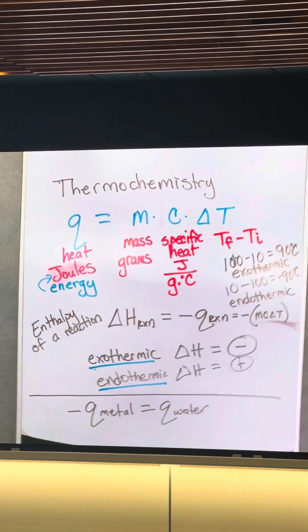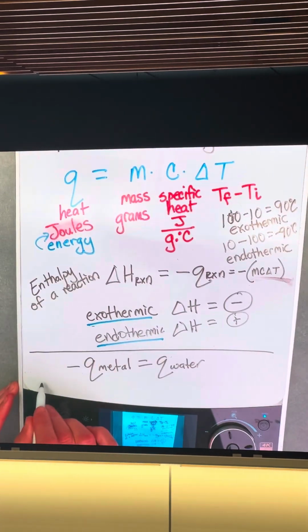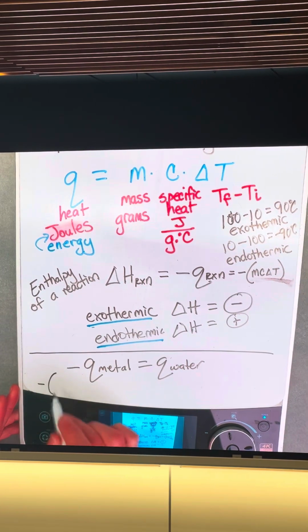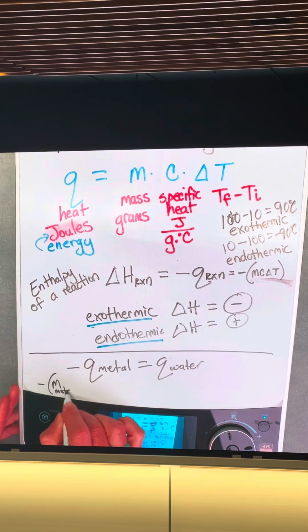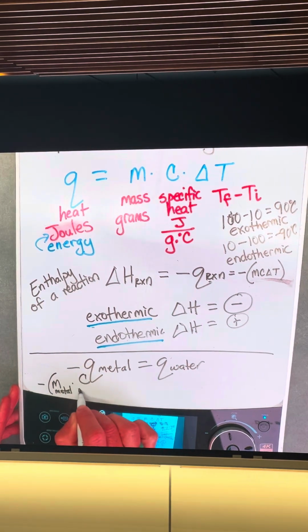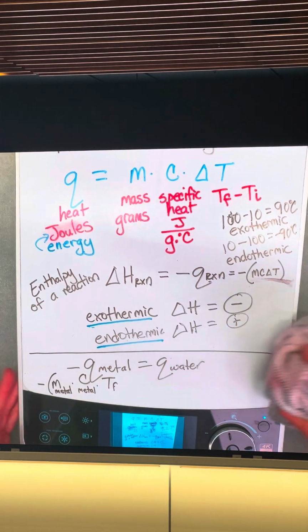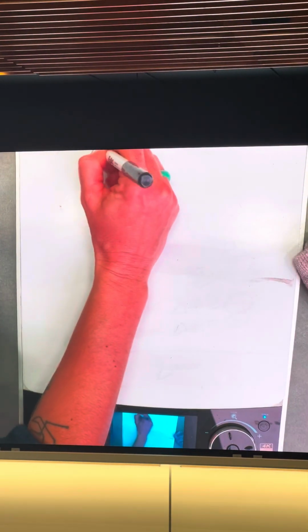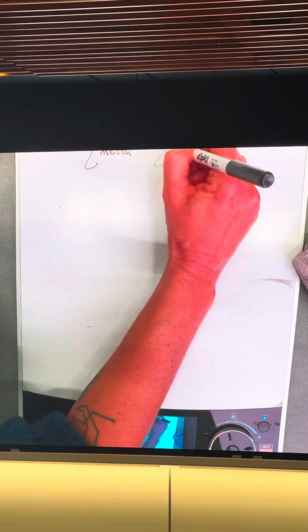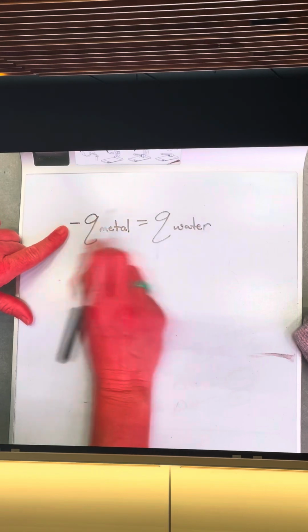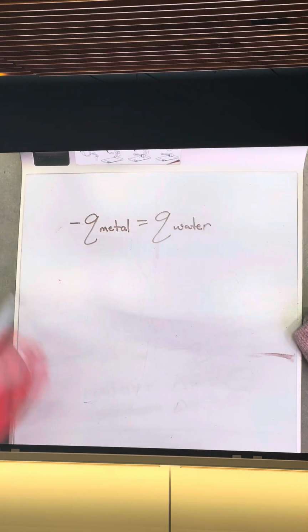Let's define this here. So this is negative mass metal times specific heat metal times temperature. I'm going to write this bigger. I'm going to erase everything. So negative Q metal equals Q water. And remember, it doesn't matter what side you put that negative on, as long as you do your algebra correctly and you only have it on one side, your number will be correct.